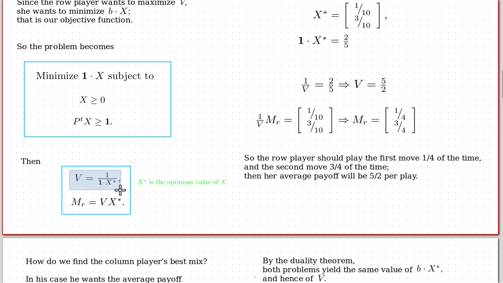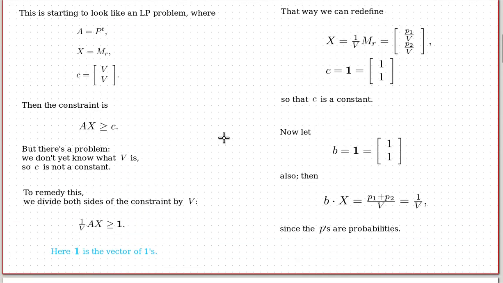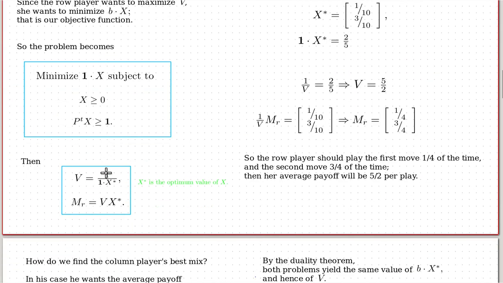So v will be 1 over the 1 vector dot x star, and recall again that x was equal to 1 over v times m sub r. So if we want to get the optimal mix m sub r, we just multiply by the scalar v. So now that we know what v is from this, we can just multiply v times x star, and that'll give us our optimal mix for the row player.